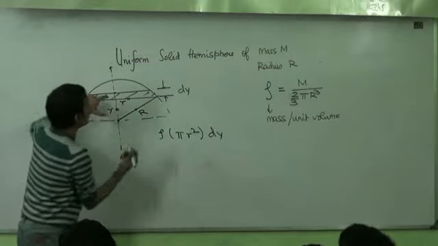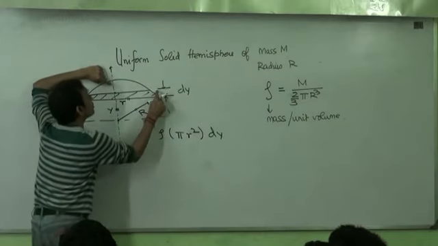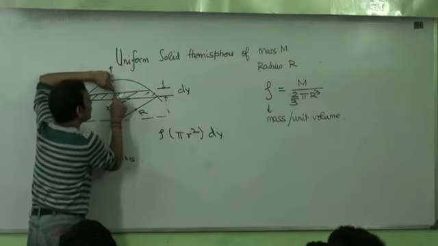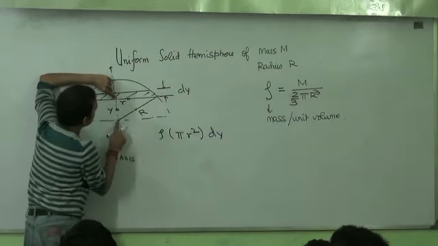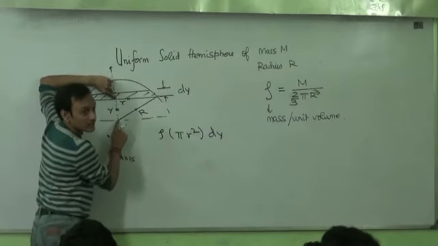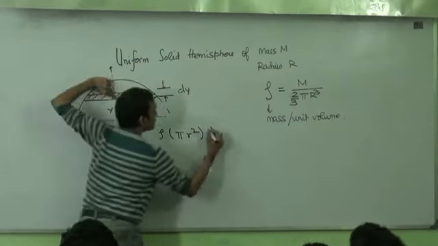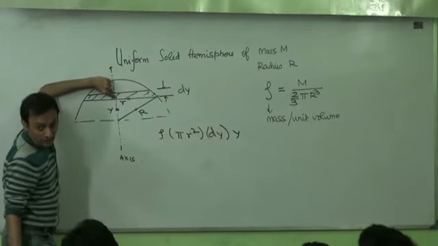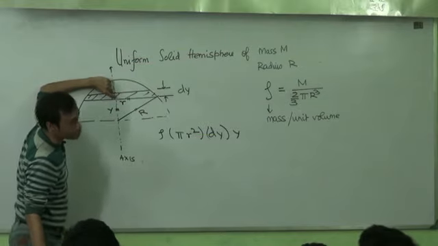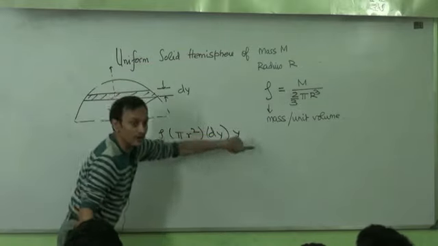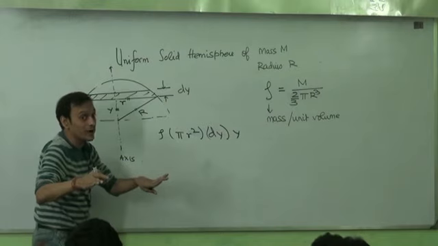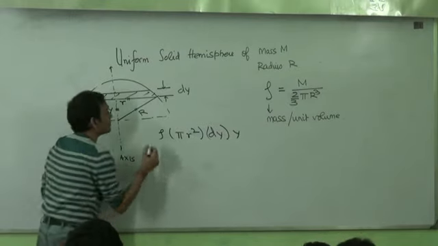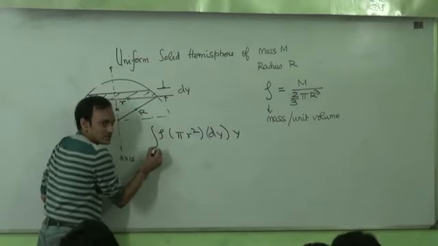And then the y coordinate of the center of mass of the disk would be at its geometrical center, which would be y, right? The y coordinate of the center of mass of the shaded portion would be at y. So this is the mass into y, mi yi. We need to sum up all the mi yi's.